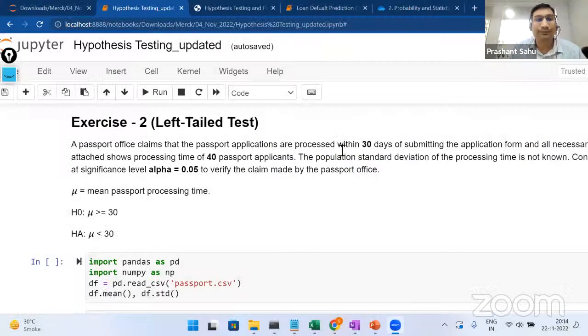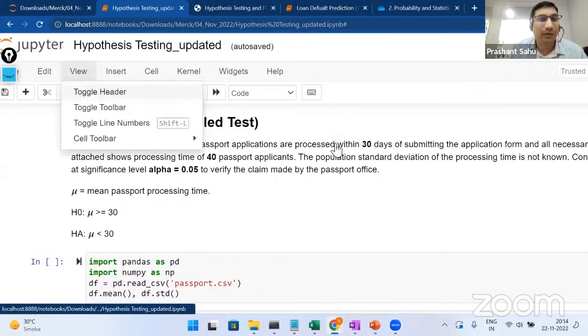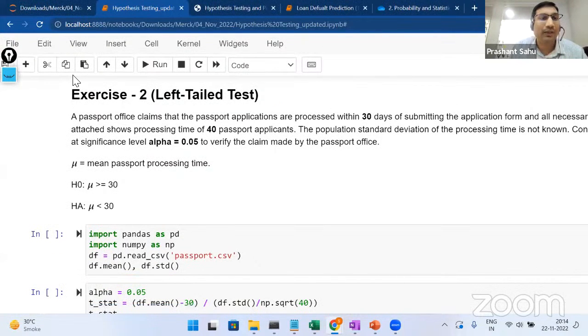Let me share my screen back. Okay, so let me maximize my screen.